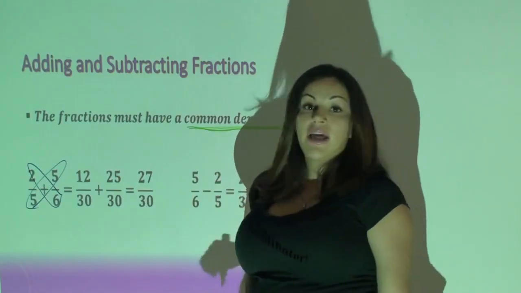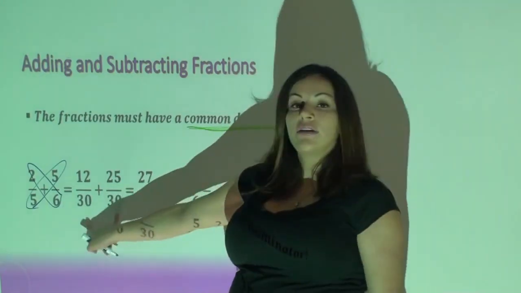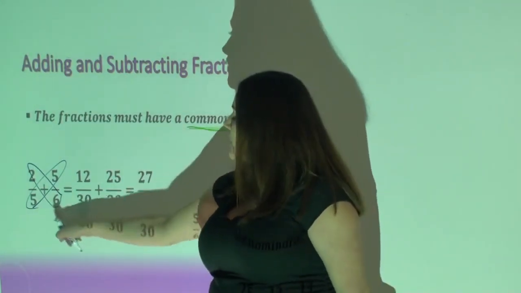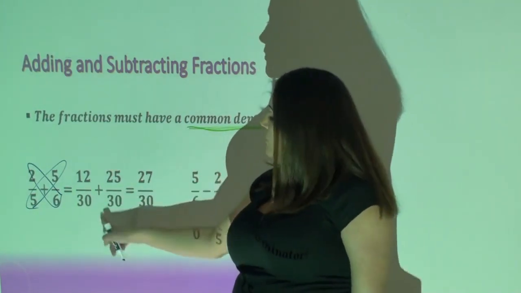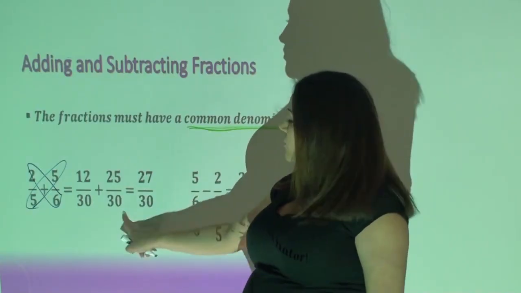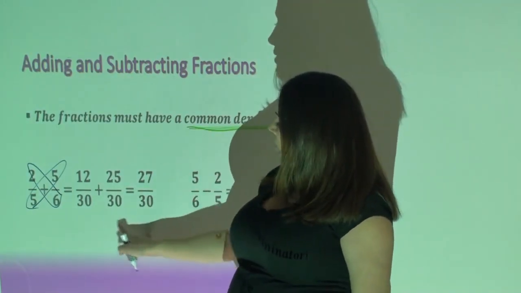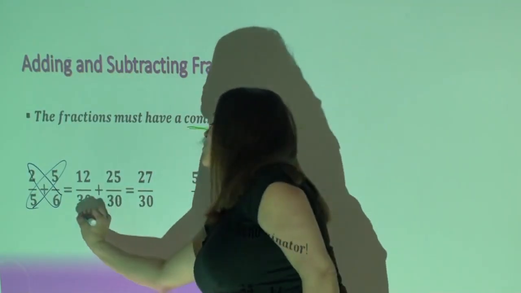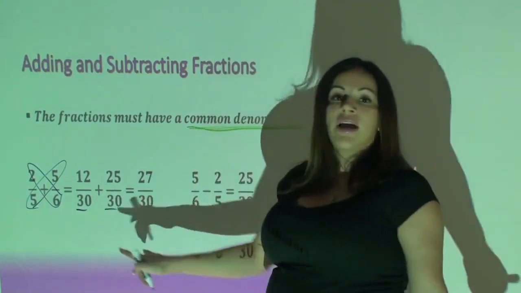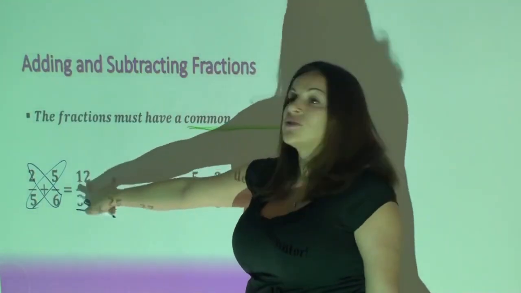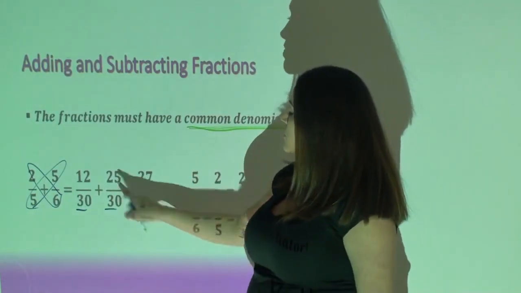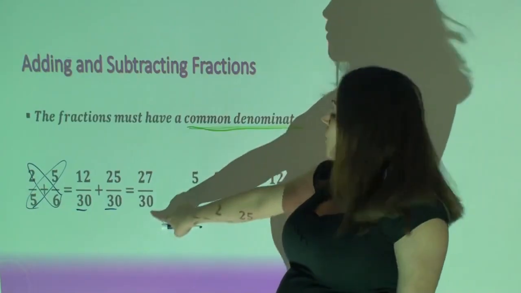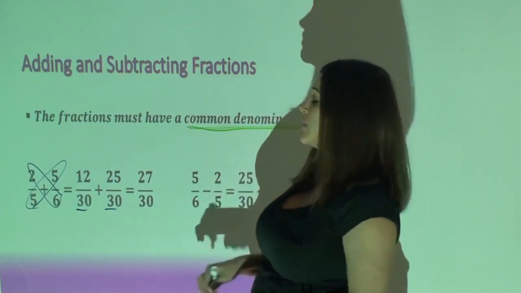And then after you do that, you multiply your denominators. So we've got 5 times 6 gives you 30, and that's going to go underneath each of these. So we end up with 12 over 30 plus 25 over 30. And one thing to keep in mind is you're not going to add your denominators. You only do the computation with the numerators when you're adding and subtracting. So it's going to be 12 plus 25, which is 37 over 30 as your final answer.